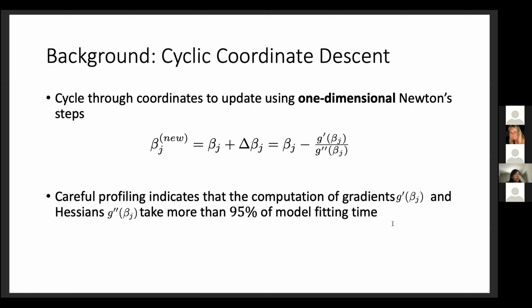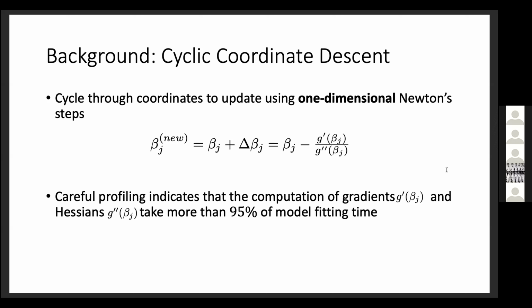And I also want to introduce the optimization algorithm that we used in parameter estimation. We use CCD, cyclic coordinate descent, to cycle through the coordinates and update using one-dimensional Newton steps. The advantage of CCD is we reduce the high-dimensional optimization problem to a large set of one-dimensional Newton steps. So we don't need to deal with the inversion of a large Hessian matrix, but we only need to estimate the scalar gradient and scalar Hessians here.